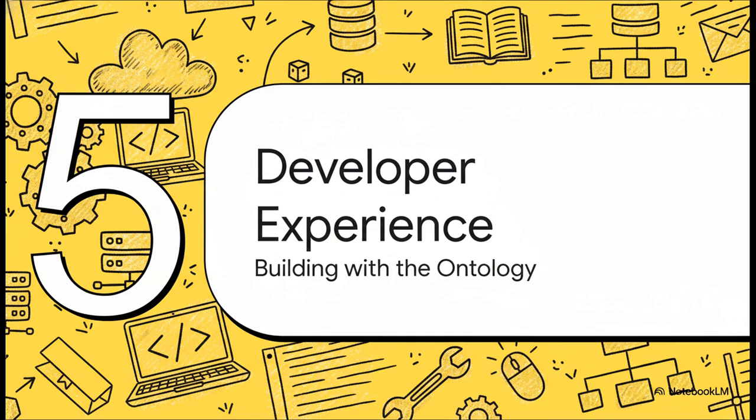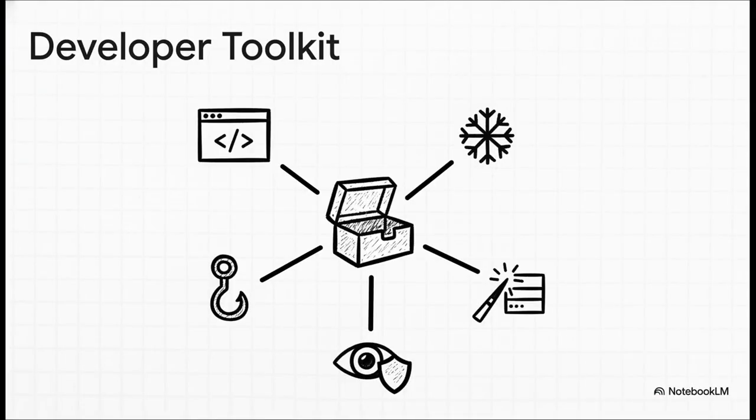Okay, so we've covered the why and the how, but what does all of this actually mean for you, the developer on the front lines? How do you actually build something with this? Well, you get a whole suite of tools to work with. Your main entry point is going to be the Ontology SDK, or OSDK, which lets you build your custom apps using the ontology as your backend.